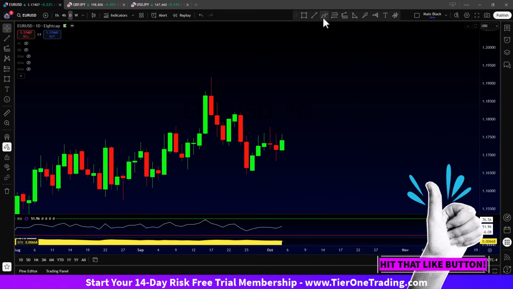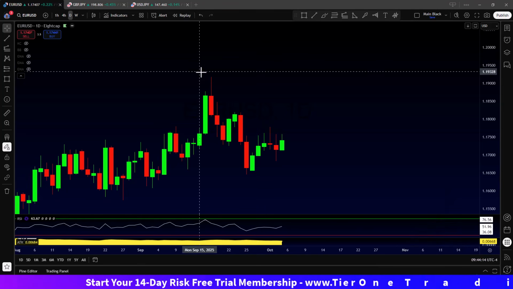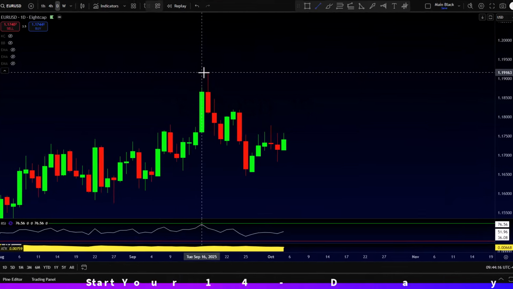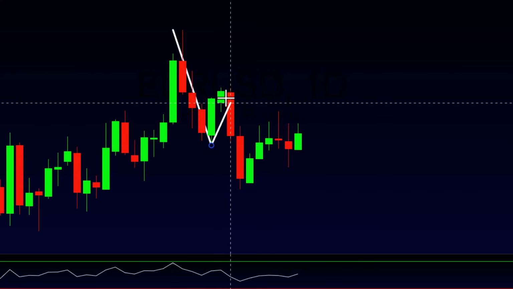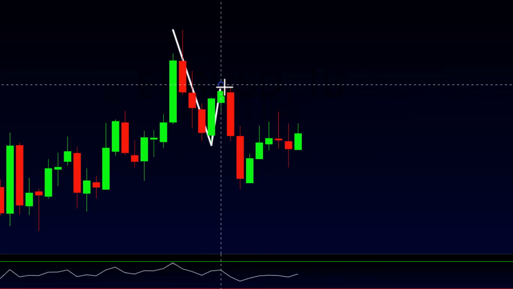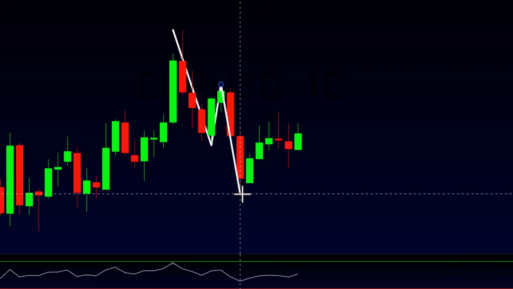We have a potential Cypher pattern. I'm going to draw this out really quickly for you. We have our initial move right here, which is going to be our X to our A. Our first retracement is going to be our A to our B. This extension, this AB equals CD pattern right here, this is going to be our B to our C leg.